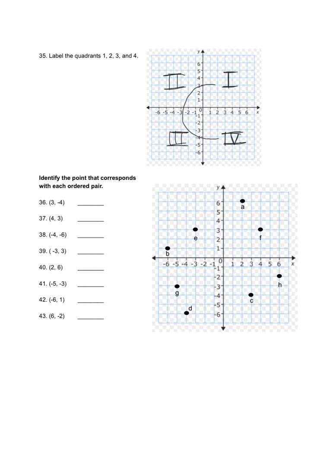36 through 43 ask us to identify the point that corresponds with each ordered pair. 3, -4 is letter C. 4, 3 is letter F. -4, -6 is letter D. -3 and 3 is letter E. 2 and 6 is letter A. -5, -3 is letter G. -6 and 1 is letter B. And 6, -2 is letter H.